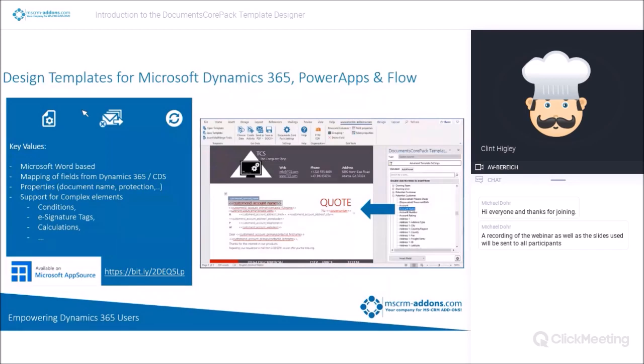Some of the major points of these, as I said before, it's Microsoft Word based. So when you're creating your templates, you have a lot of capabilities of formatting. Everything that you can do in Word, you can put in the DocumentsCorePack template, right? So, custom fonts, colors, things of that nature. It's where you're going to do all the mapping of your fields from Dynamics 365 or the Common Data Service. You're going to map those into your template right in Microsoft Word. Again, we'll show that in the demo here.